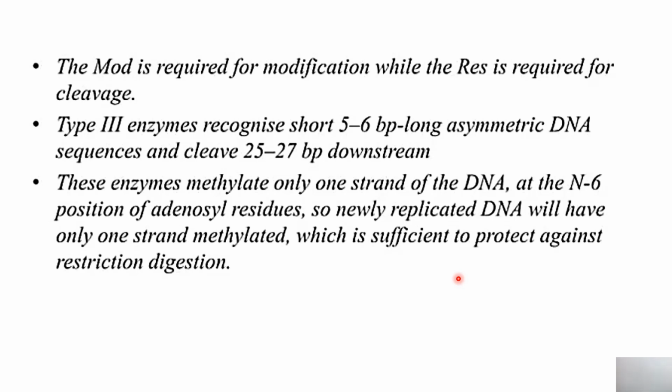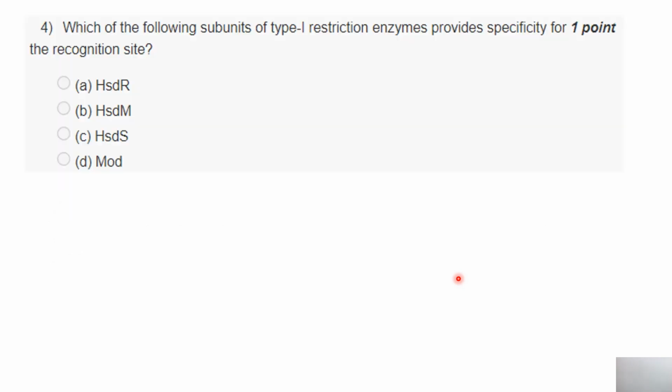This type 3 enzyme recognizes short 5 to 6 base pair long asymmetrical DNA sequences and cleaves 25 to 27 base pairs downstream, so it's not exactly the same place. These enzymes methylate only one strand of DNA at the N6 position of adenosine residues. So newly replicated DNA will have only one strand methylated, which is sufficient to protect against restriction. Coming back to the question that we started with, yes, the answer is HsdS.